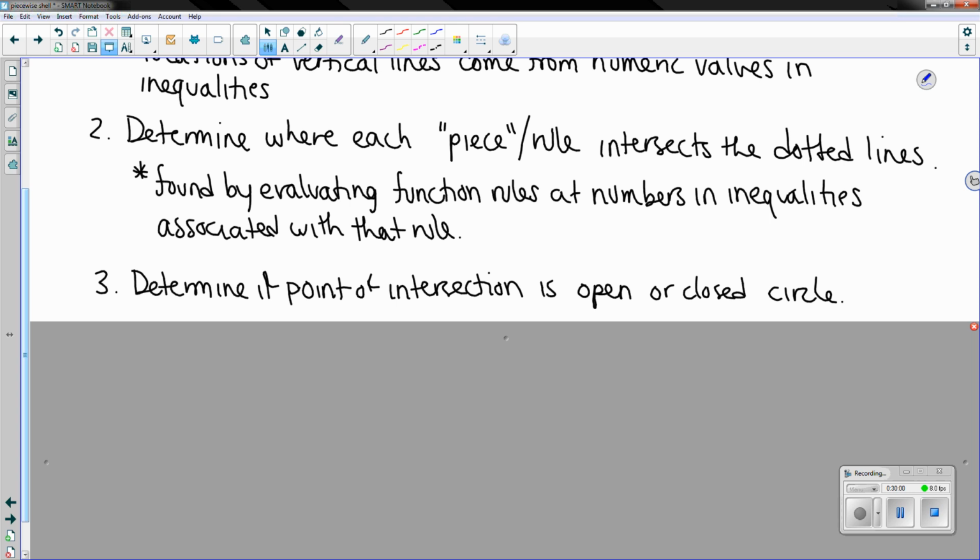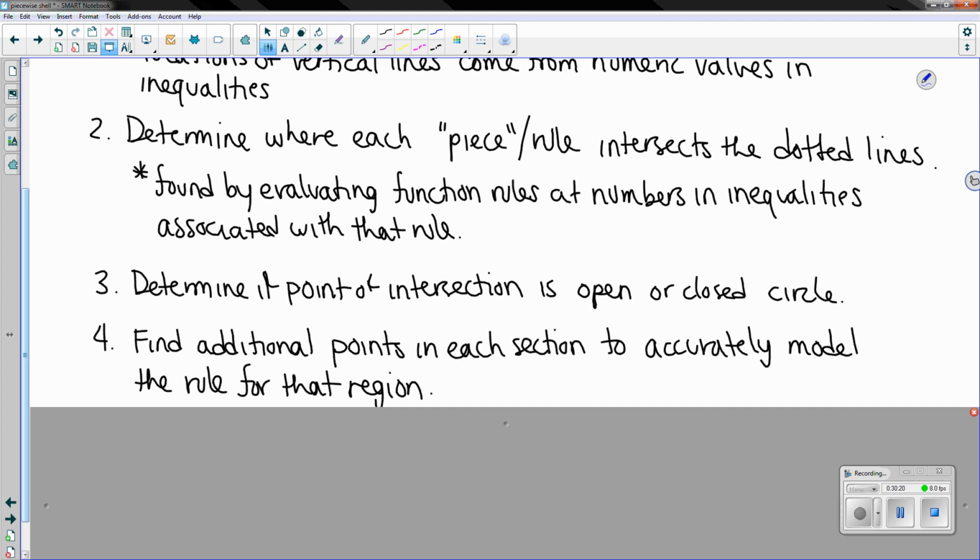Once you've figured out your intersection coordinates, or your intersection points, then determine if those values are open or closed. That's going to be dictated by the inequality sign. So less than or greater than is an open circle. Less than or equal to or greater than or equal to, you're going to have a closed circle.